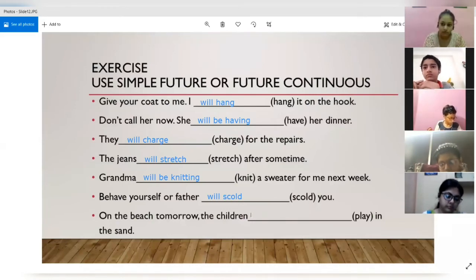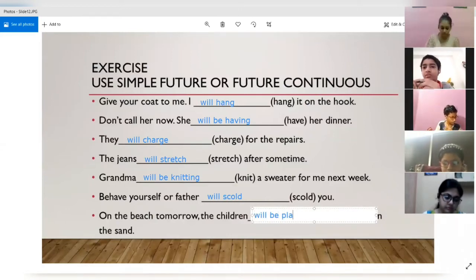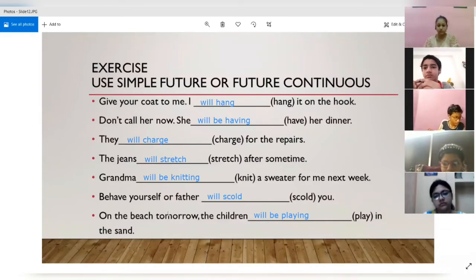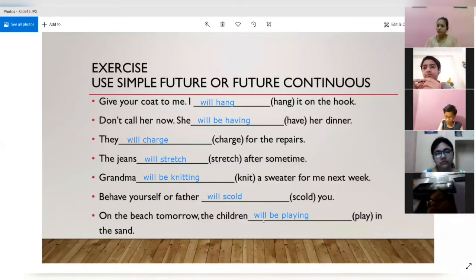So this was the usage over here. All right. So we are going to use the future continuous tense. We will say the children will be playing, because we are providing a certain time in the future, and at that time this action will be going on. So at this time tomorrow, on the beach tomorrow, the children will be playing in the sand. All right. So that is why we are using it.